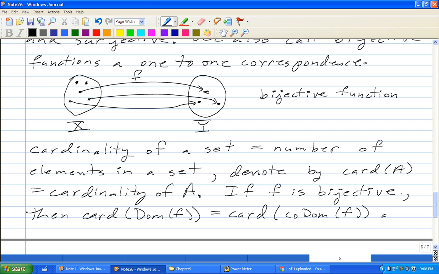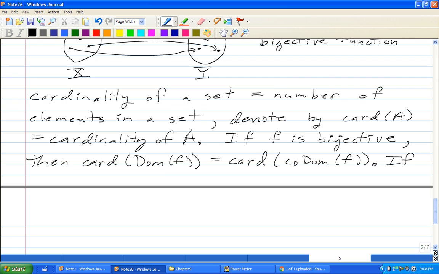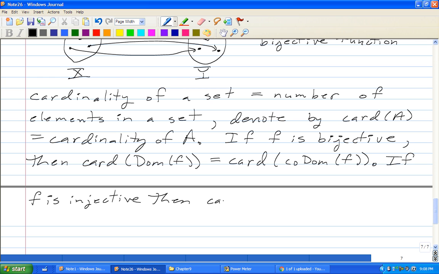And if f is just injective, then the cardinality of the domain of f is the same as the cardinality of the range of f. Okay.